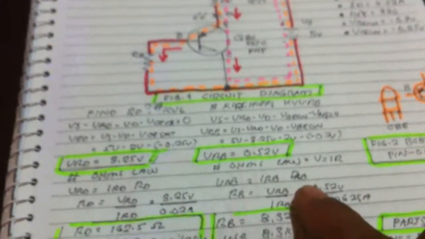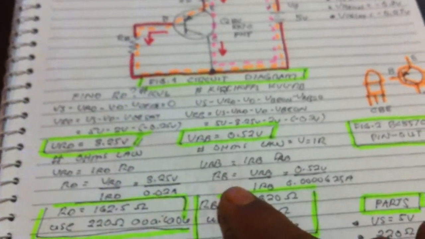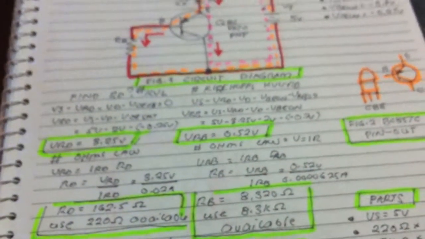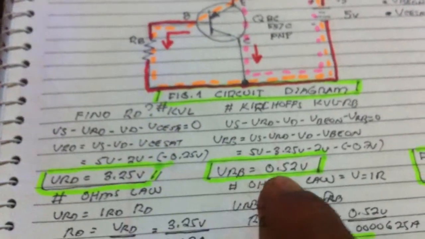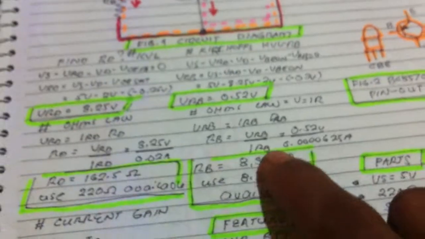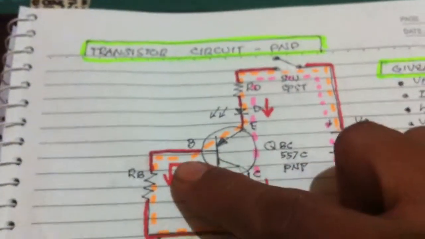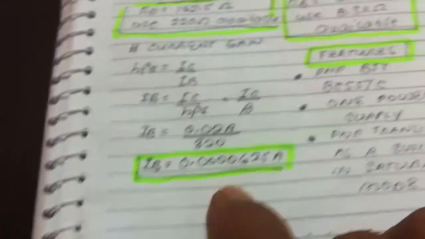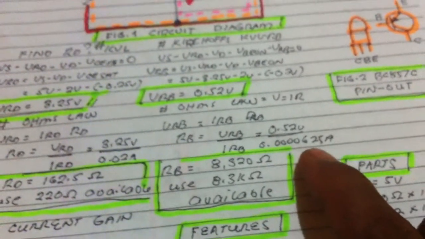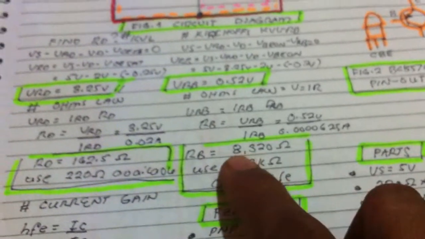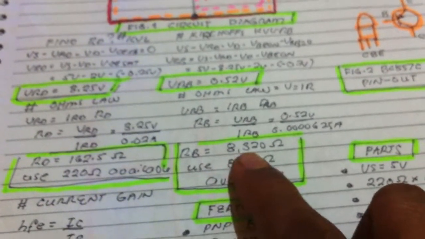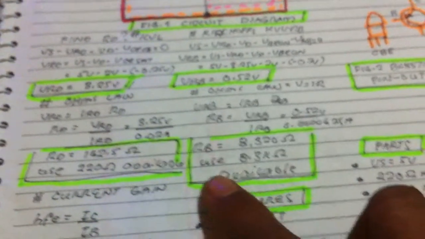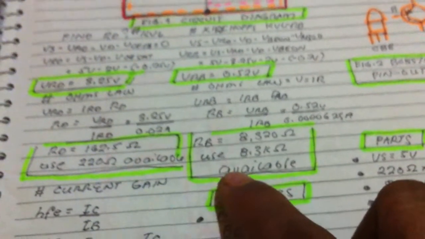Using Ohm's law, we find the value of the resistor RB. V is equal to IR according to Ohm's, and we know the voltage drop across the resistor 0.52 and the base current, since we know that is in here 0.0000625 ampere, and we got 8,320 ohms. Converting it to kilo ohms, 8.320 kilo ohms, but I use 8.3 kilo ohms. That's my available resistor.